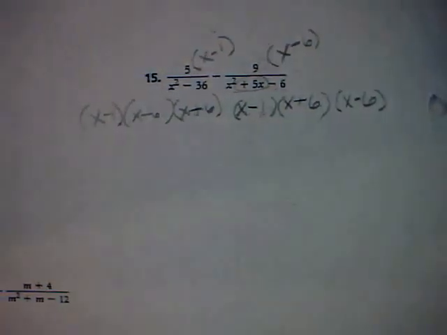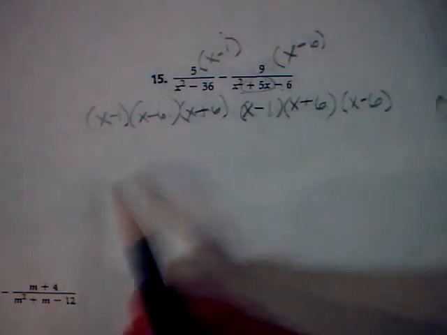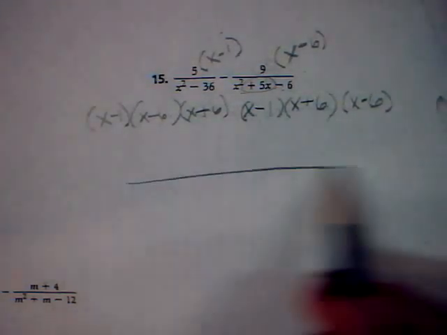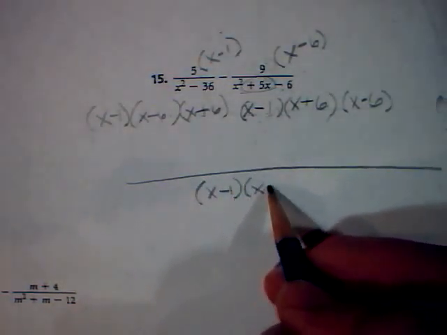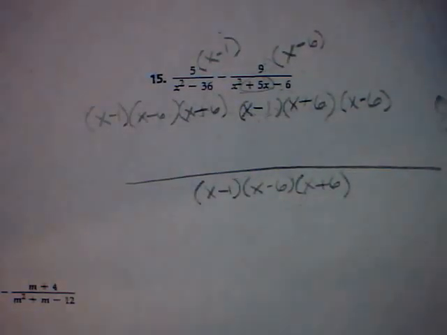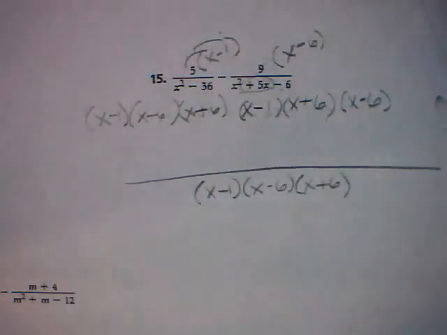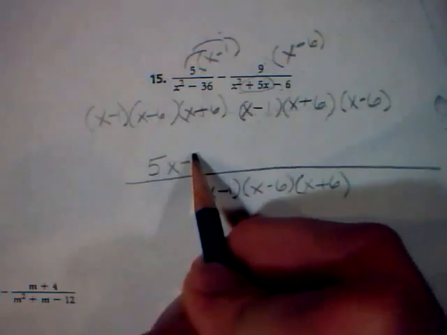So now you'll notice that both denominators are identical. So now we're ready to combine them into one fraction. So we can write this over our new common denominator of x minus 1, x minus 6, and x plus 6. And then in the numerator here, we're going to need to distribute. So first numerator, we've got 5x minus 5.